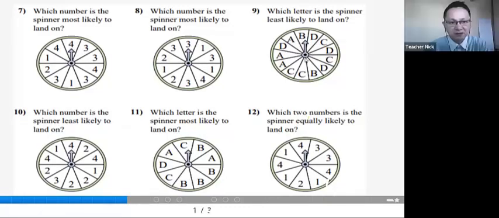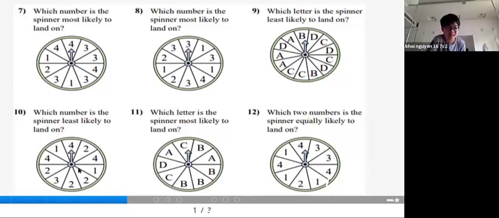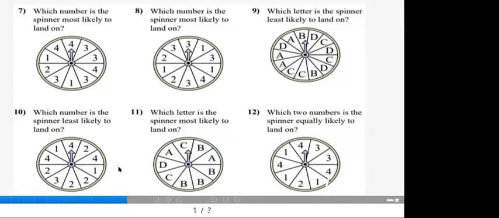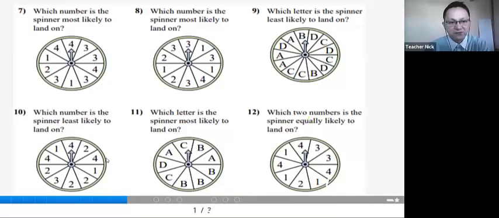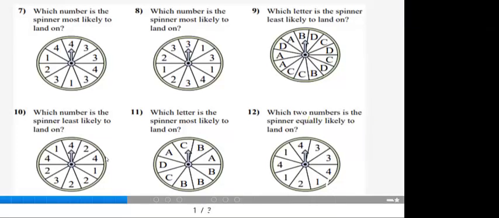Number 10. Which number is the spinner least likely to land on? Least. All right. How many 1s? 3. How many 2s? 2. How many 4s? 3. Least.